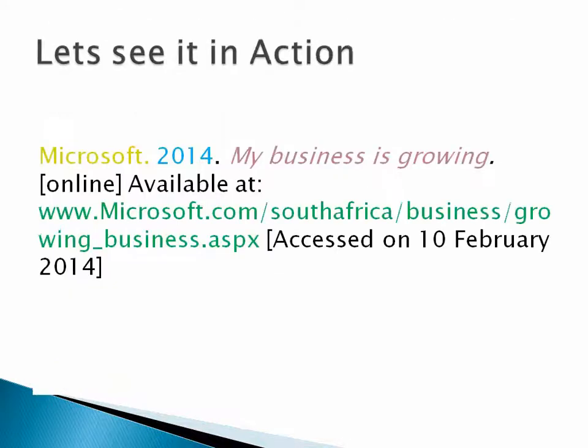Okay, so let's see it in action. As you can see, there is the author, my business is growing, it's online. You need to include the words available at, and I'll show you why with the journal later, but it's very important, available at. Then you put the entire URL in, and then the date. So the day, the month, and the year that you accessed the information. It's really important.